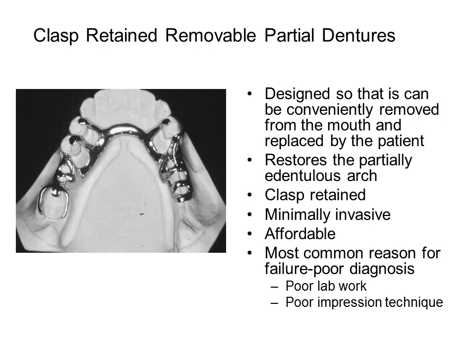The clasp retained partial denture is designed so that it can be conveniently removed from the mouth and replaced by the patient. It restores the partially edentulous arch, is minimally invasive, and affordable. The most common reason for failure is poor diagnosis, but failure may also result from poor lab work or poor impression technique.